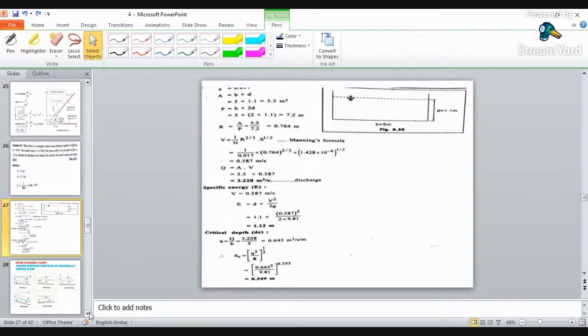In this case, if you have to find out critical velocity, then again it is square root of g into Hc. You have Hc, multiply it by g, so you can find out the critical velocity also.